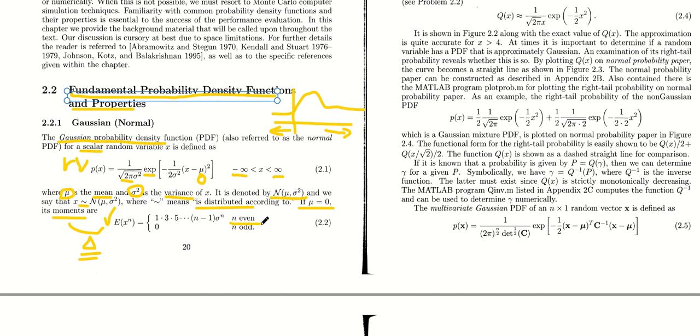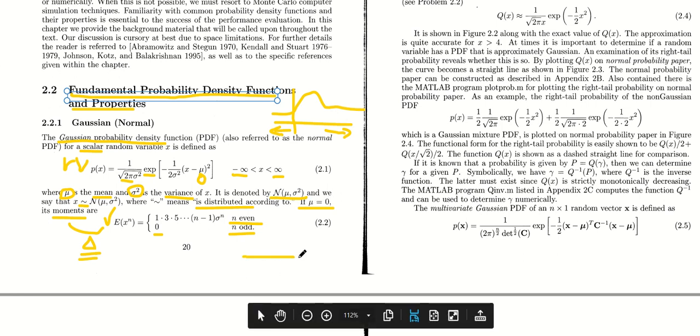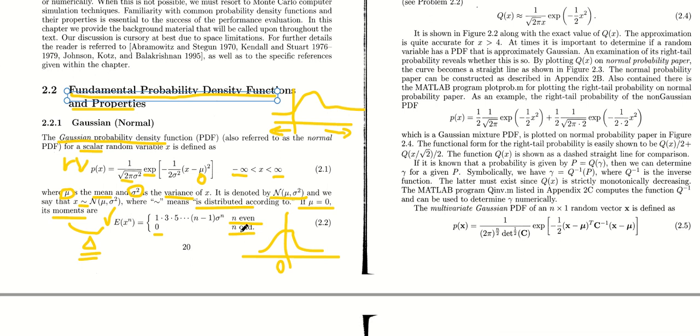If n is even, then it's 1, 3, 5 all the way to n minus 1 multiplied by sigma to the n. If n is odd, then it's 0. This is understandable because it's symmetric, right? If mu is 0, then it's symmetric around 0. So when you multiply by an odd exponent of the distribution, the plus part and minus part cancel out, so it becomes 0.